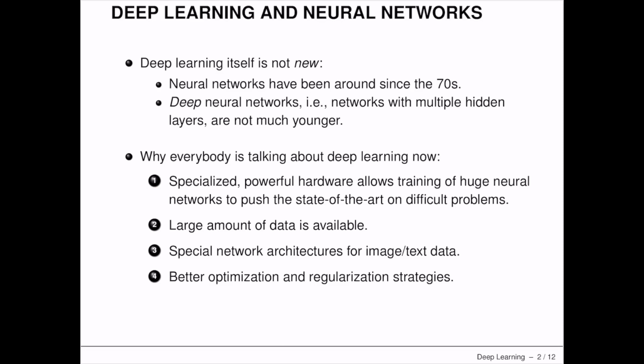First, nowadays we have specialized and powerful hardware that allows us to train huge neural networks. Second, a large amount of data is available. Third, we know special kinds of network architectures which were specifically designed for certain data types like images or text data. And fourth, we know better optimization and regularization strategies. We will learn about these in the course of the lecture.